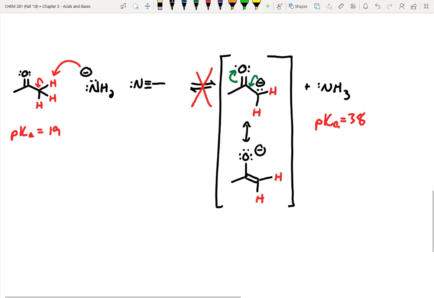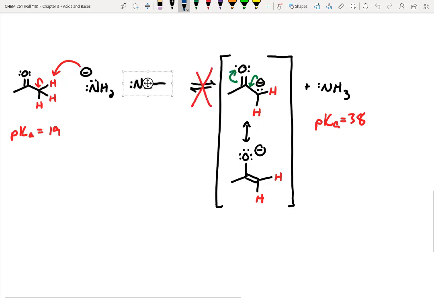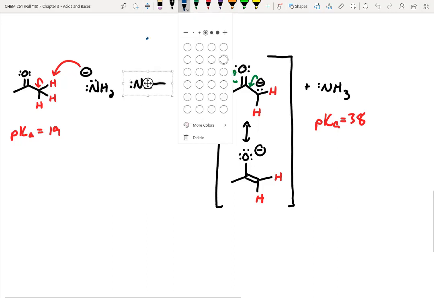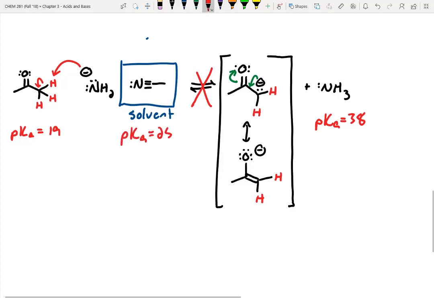Now this is my solvent for the reaction. We're no longer going to use water. So I'll color code this for my solvent. Either way, I'll just box it. There we go. So this is my solvent now. What was the pKa of acetonitrile? 25. All right, in this case, the reaction will work.